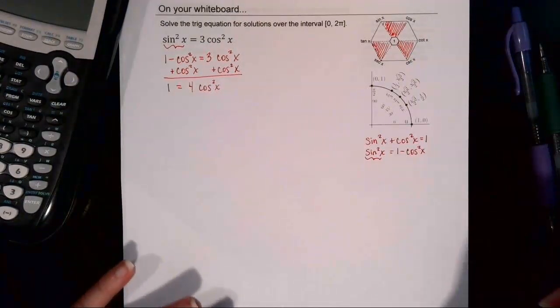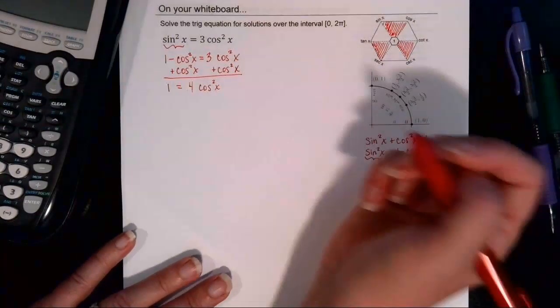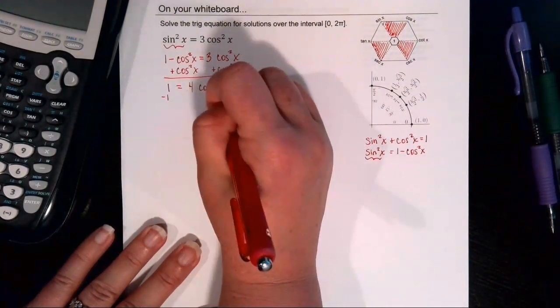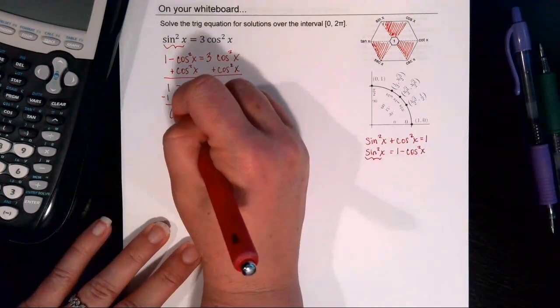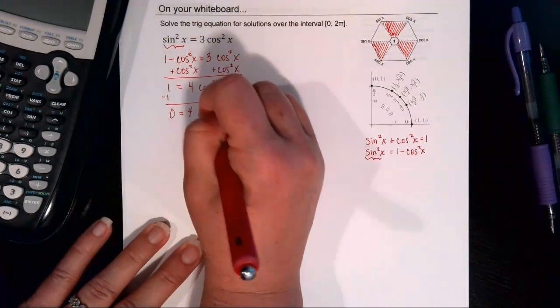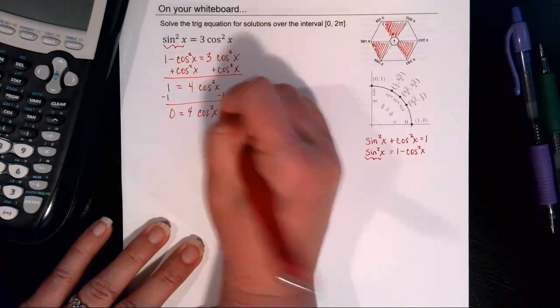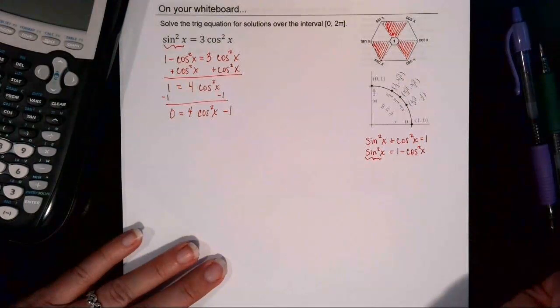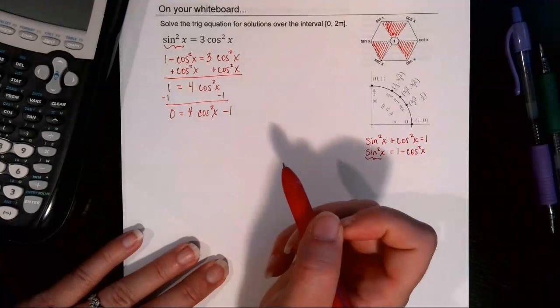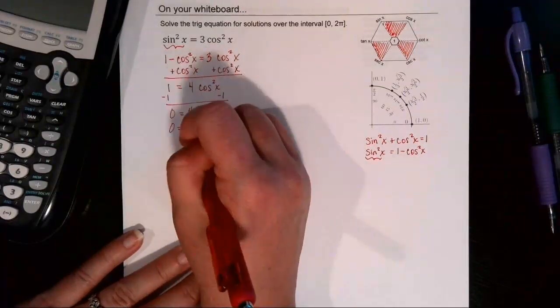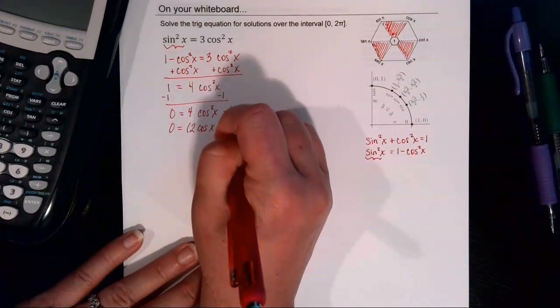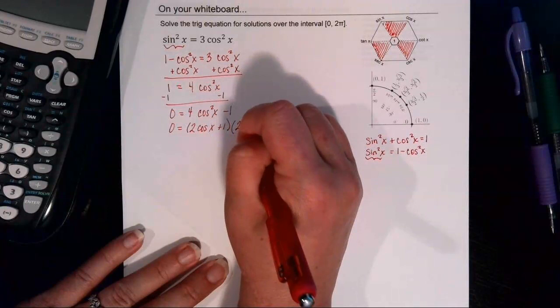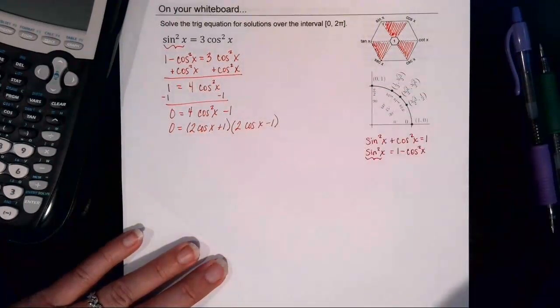And since we're doing the factoring method, I'm going to go ahead and move over this 1 as well, because before you can factor, your equation has to be equal to 0. So now we have 0 equals 4 cosine squared x minus 1. And we recognize that as a difference of squares. So it would factor as 2 cosine x plus 1 and 2 cosine of x minus 1.